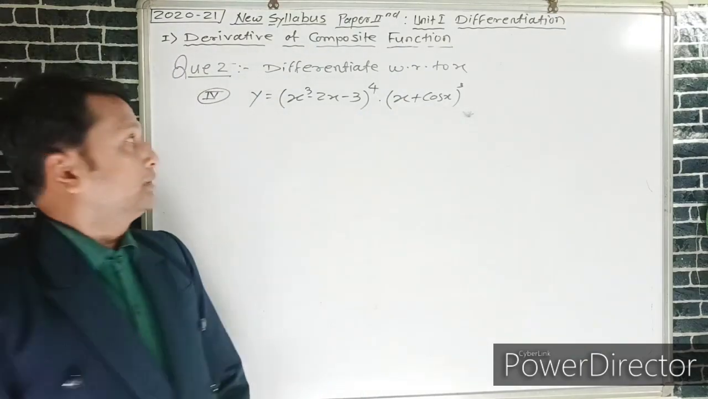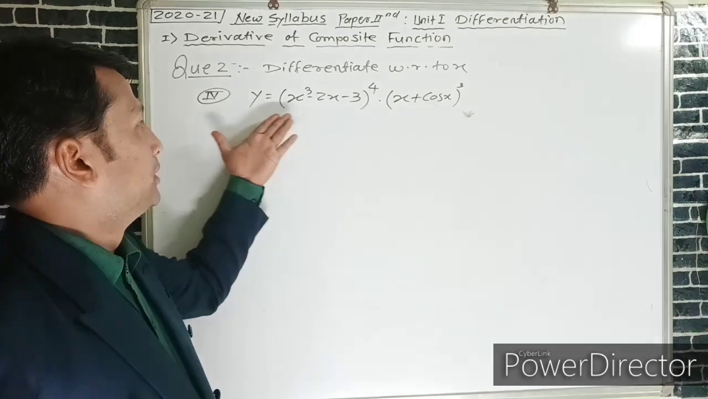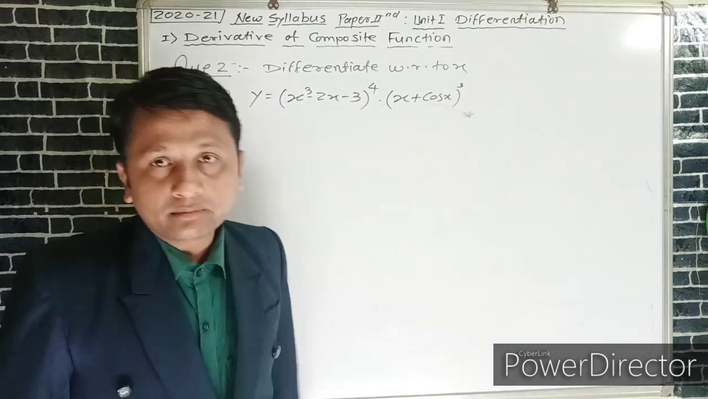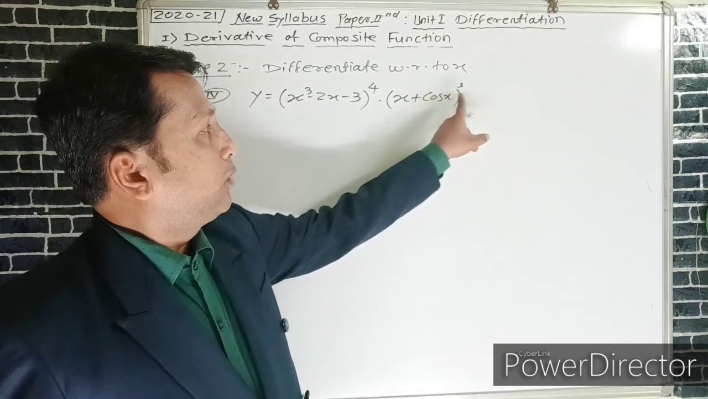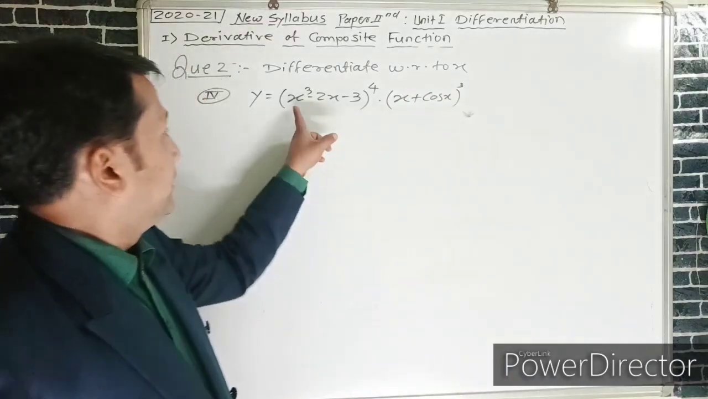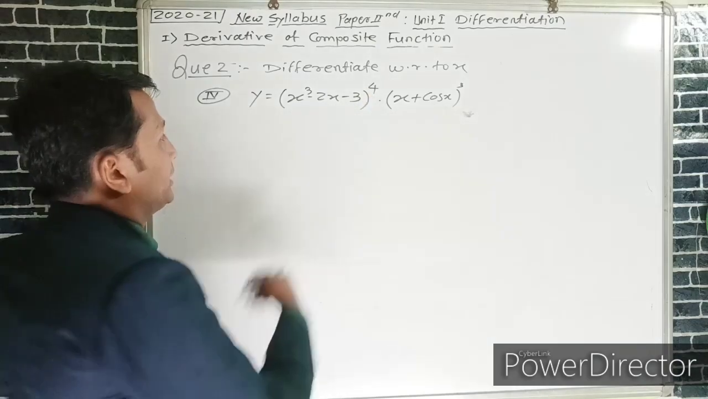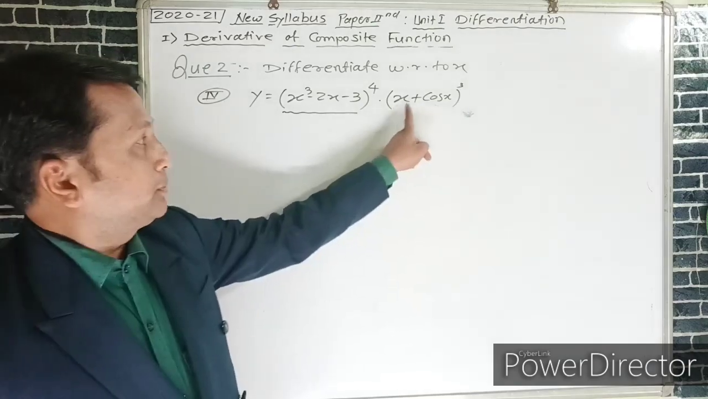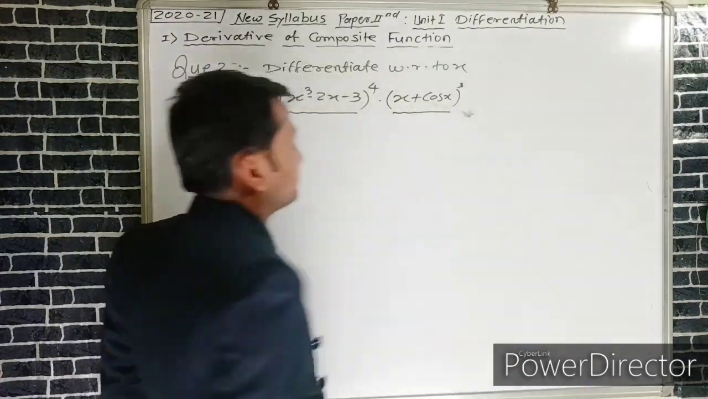In example number 4, the given function is y = (x^3 - 2x - 3)^4 (x + cos x)^3. Here (x^3 - 2x - 3)^4 is one function, and (x + cos x)^3 is another function.